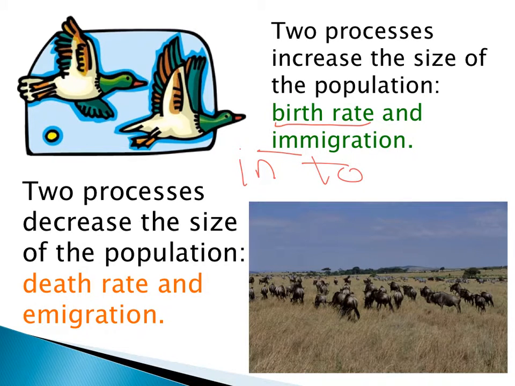There are two processes that decrease the size of the population. The first is death rate, which again is the mortality rate, and emigration. And emigration begins with the letter E, and so I remember what emigration means. It means that they actually exit the population or move to a different area.